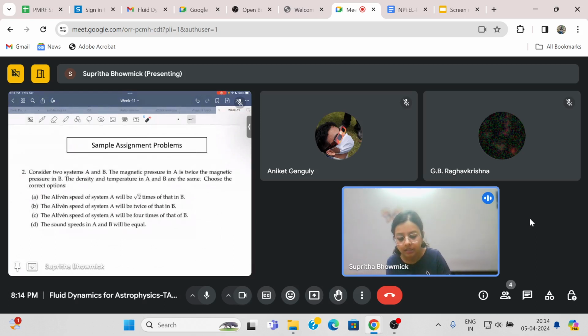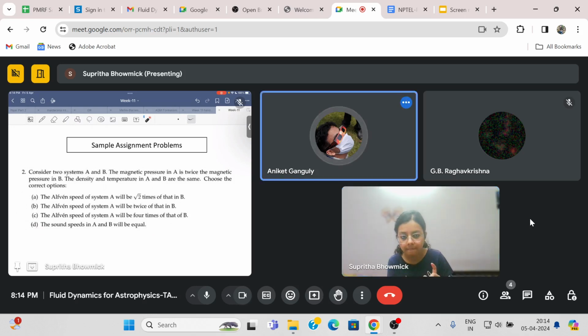All right. Consider two systems A and B. The magnetic pressure in A is twice the magnetic pressure in B. The density and temperature are the same in the two. Then you have to choose the correct option. The first three options relate to Alfven waves. Let's look at the third option first. The sound speeds in A and B will be equal. Yes, absolutely. They will be equal.